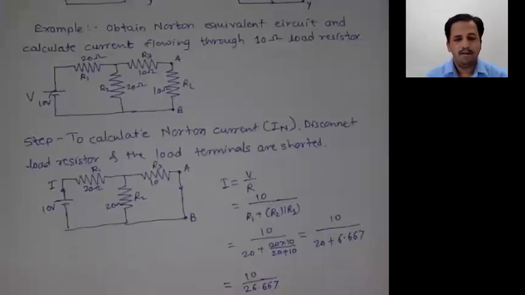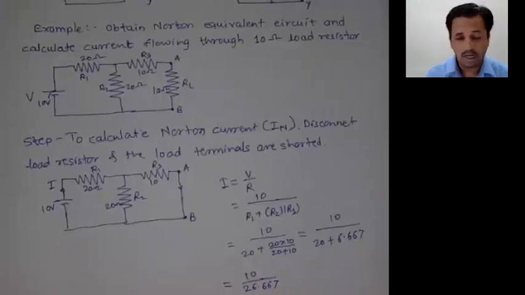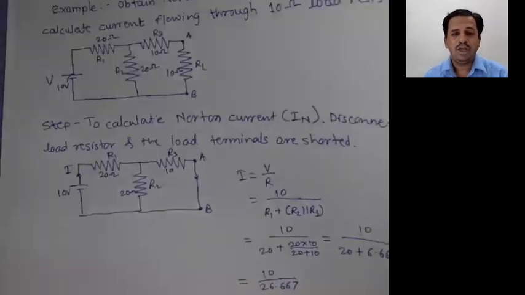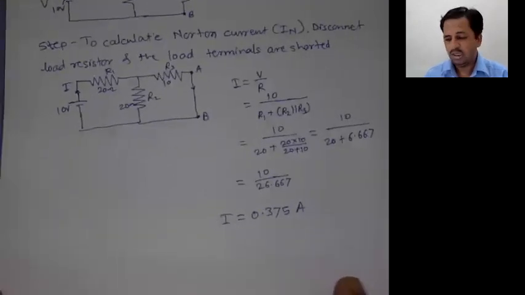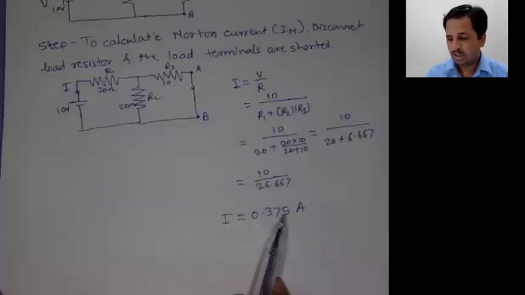26.67. Now this current value is approximately 0.375 ampere. Means here you can get the total current. It is not the equivalent current, but the total current flowing through the circuit. That is I is equal to 0.375.